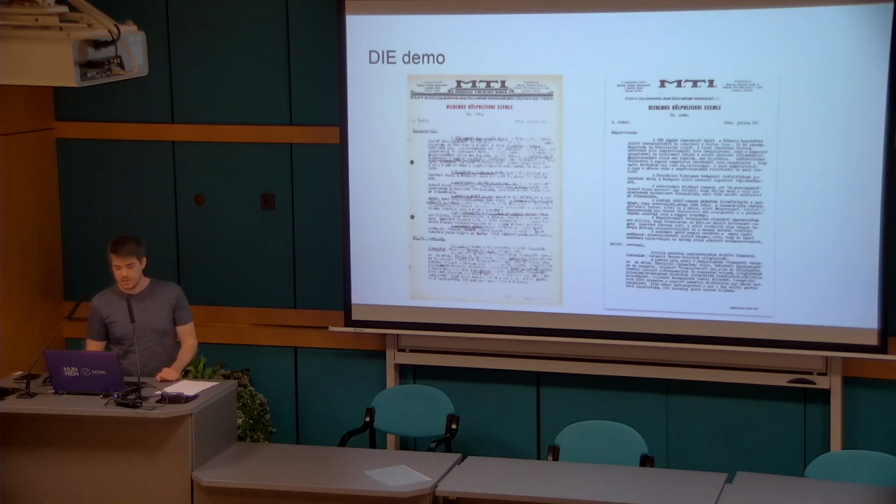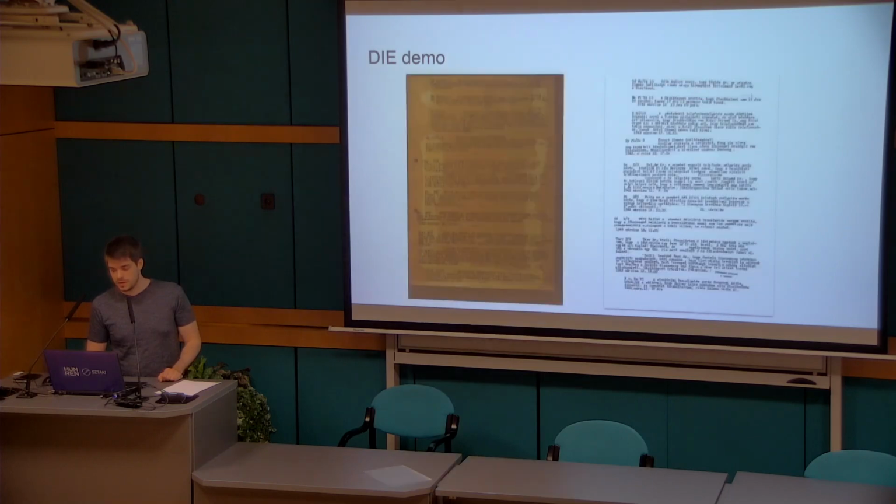On the left you can see the original degraded noisy image from the Magyar Nemzeti Levéltár database. And on the right side you can see the output of our DIE, or document image enhancement, model. There's another example. Fortunately it can remove a lot of noise. And the image on the right side can be processed by existing OCR systems.